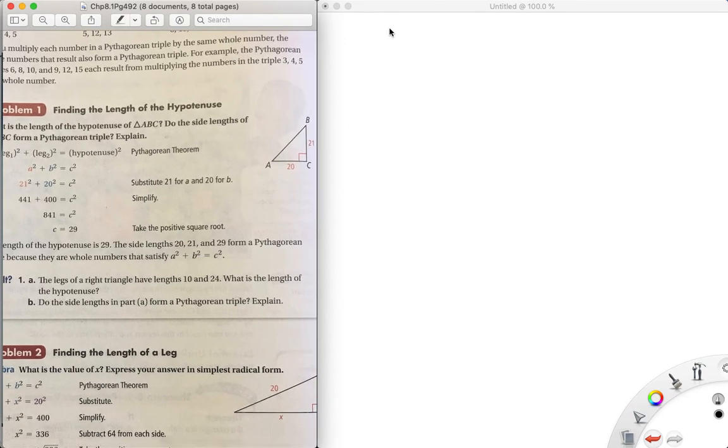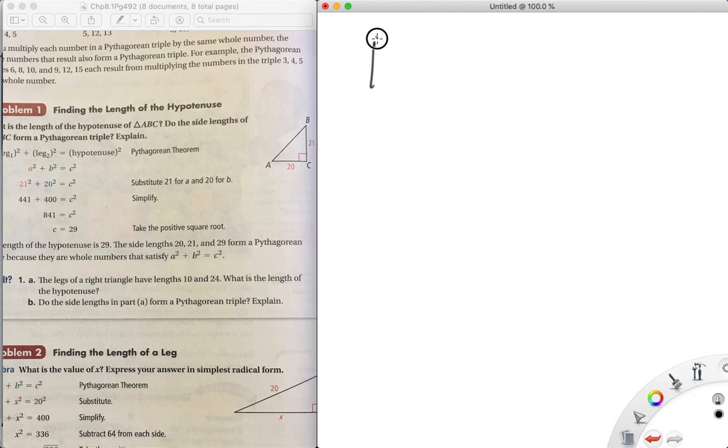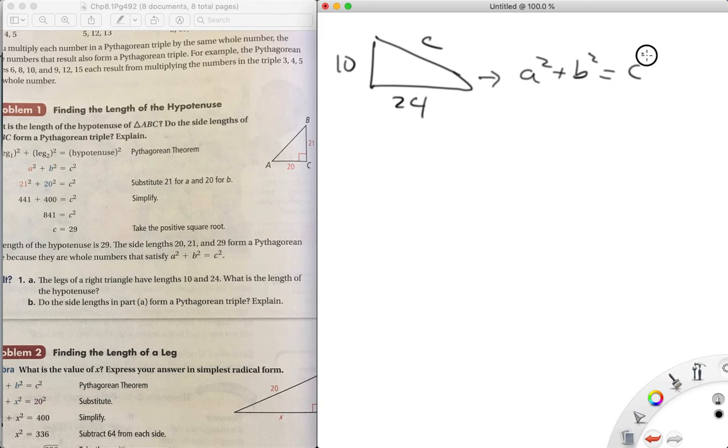Alright, so we have a leg of 10 and a leg of 24. They want to know what the hypotenuse is. So remember, a squared plus b squared equals c squared. So this is going to be 10 squared plus 24 squared equals c squared.